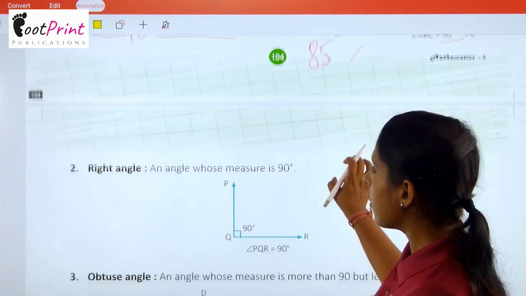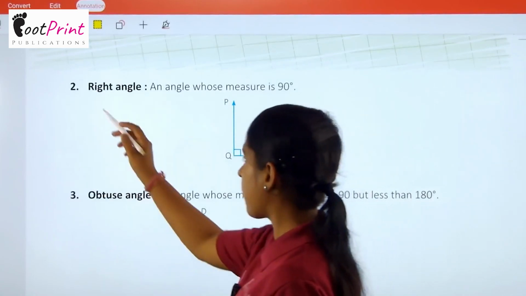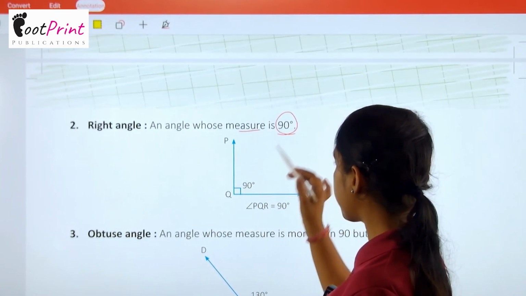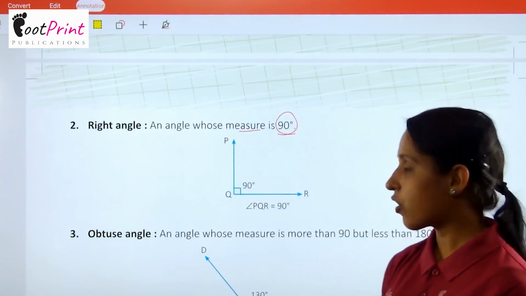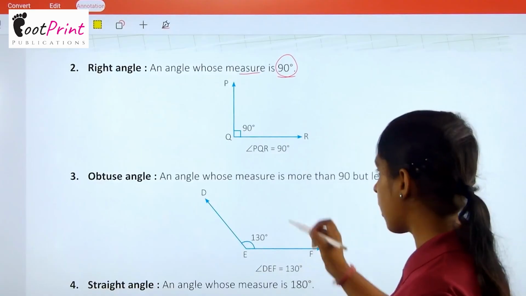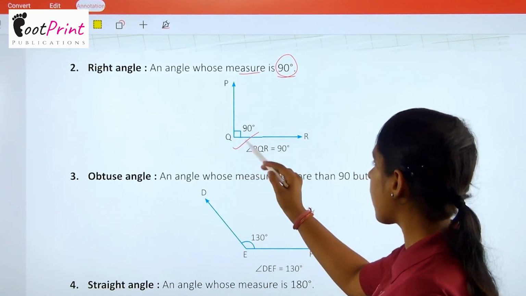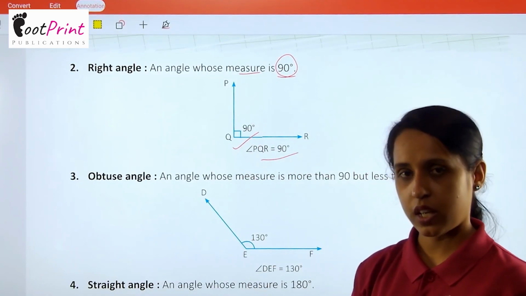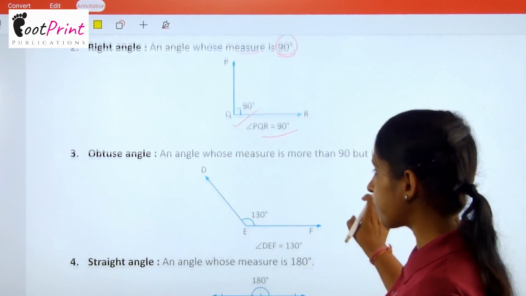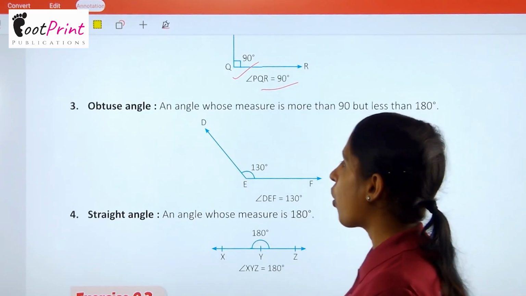Then next one is right angle. So what is a right angle? An angle whose measure is 90 degree. It means an angle equal to 90 degree is a right angle. Here an example is given, angle PQR equals 90 degree, which means we can say that angle PQR is a right angle.